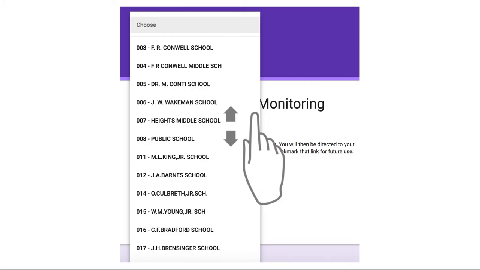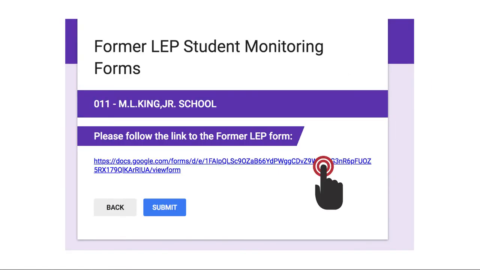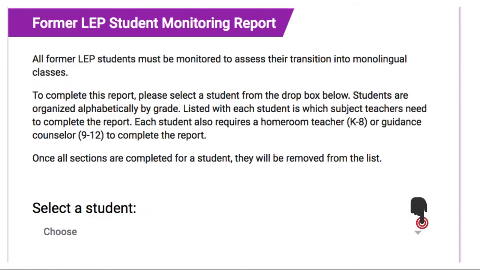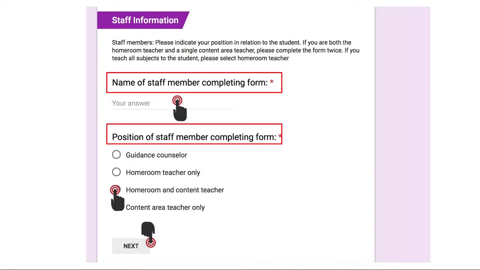Scroll down and click the name of the school from the drop-down list. Then click Next. Now click the blue hyperlink. You will now see the Former LEP Student Monitoring tab in purple. Click the down arrow underneath Select a Student and choose the student's name from the drop-down.